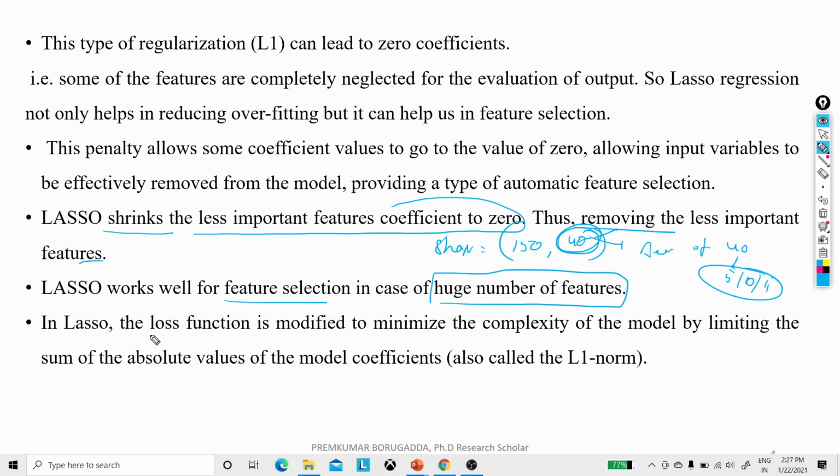So in the case of lasso, the loss function is modified to minimize the complexity of the model by limiting the sum of the absolute values of the model coefficients, which is called the L1 norm.